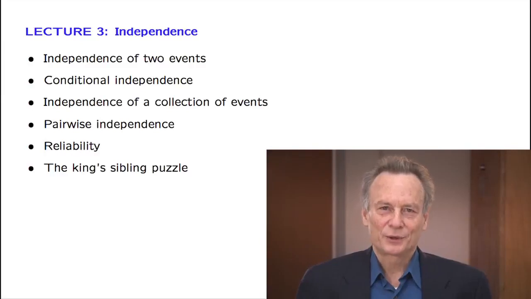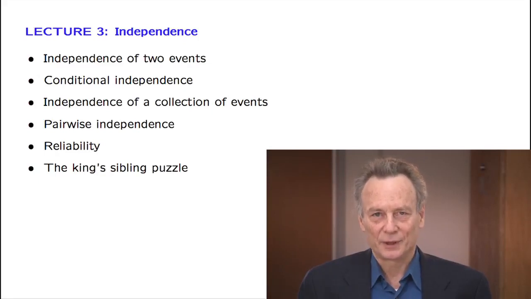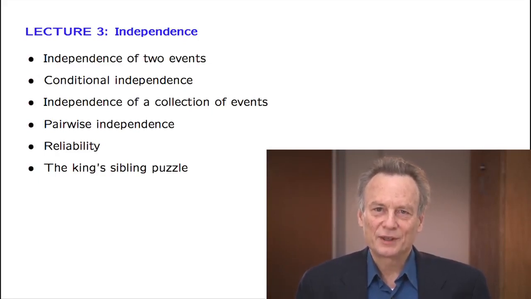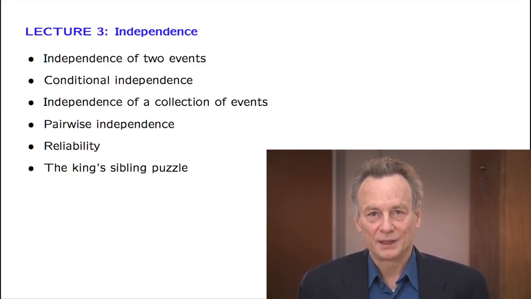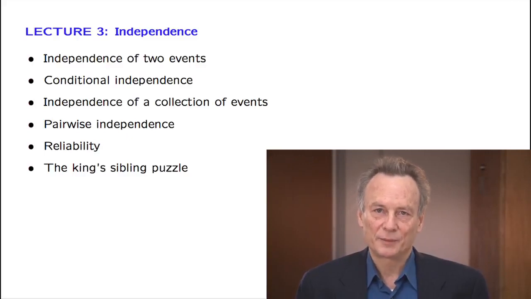In this lecture, we introduce and develop the concept of independence between events. The general idea is the following. If I tell you that a certain event A has occurred, this will generally change the probability of some other event B. Probabilities will have to be replaced by conditional probabilities.